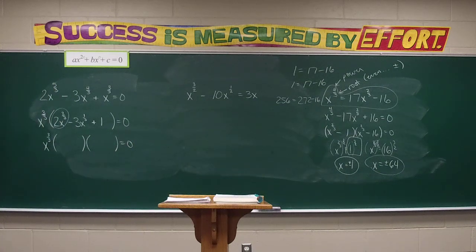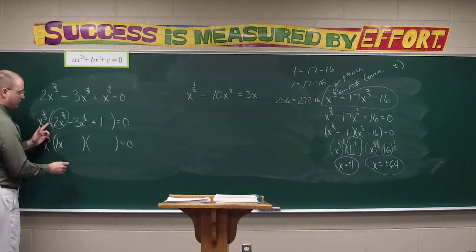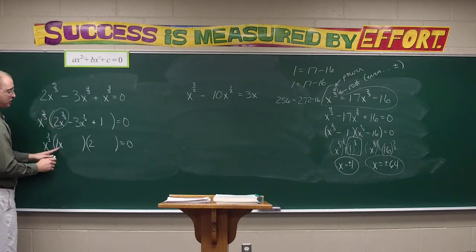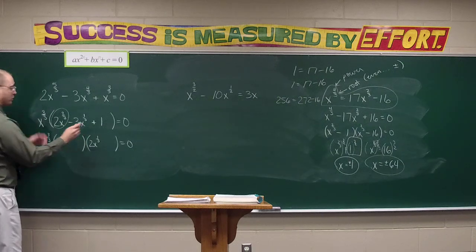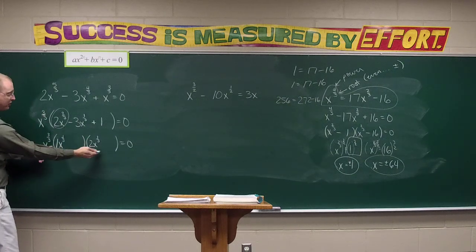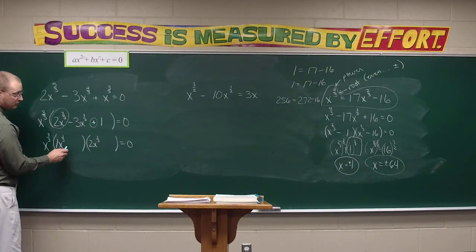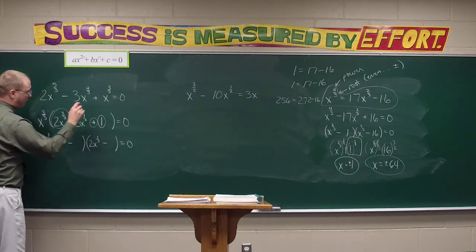Genesis, how would I split up a 2x to the 2/3? Well, first of all, how do I split up a 2, obviously? 3. Okay, 1 and 2. And x to the 2/3 should split into x to the 1/3 and x to the 1/3. There we go. So 1x to the 1/3, 2x to the 1/3, there's your 2x to the 2/3. Signs? Oh, both negative. And the only way to split up a 1, 1.